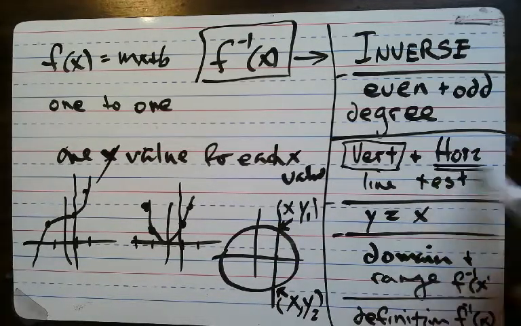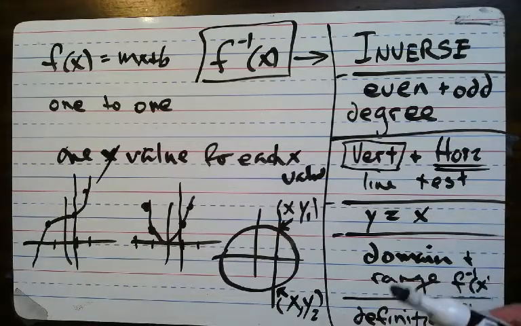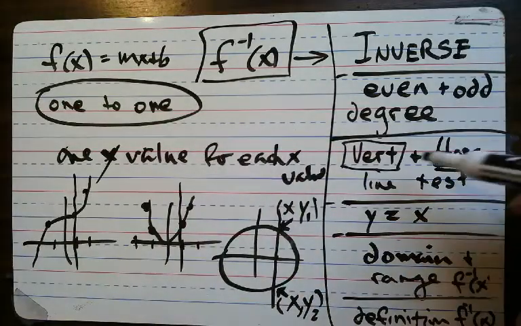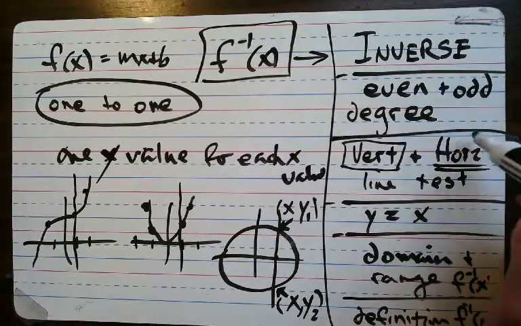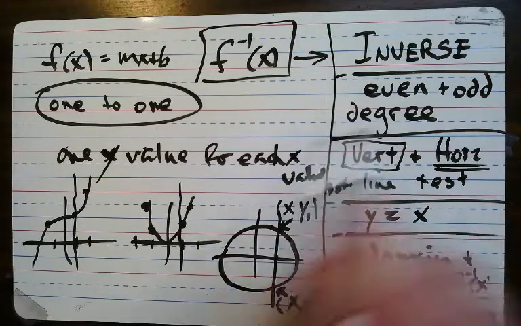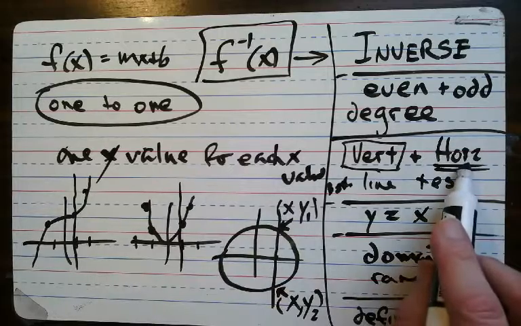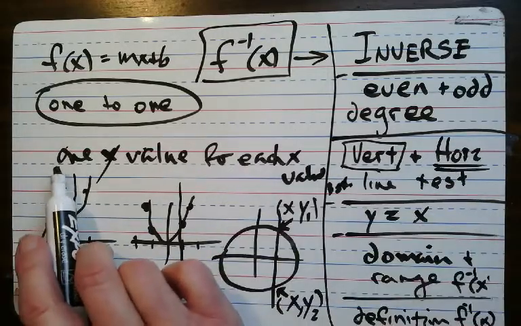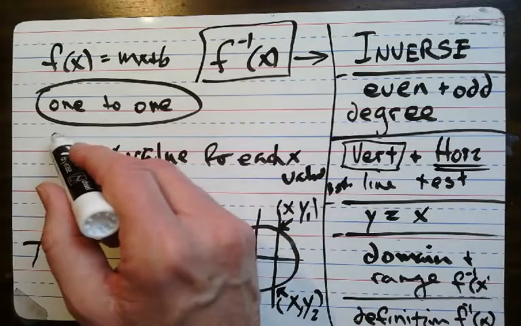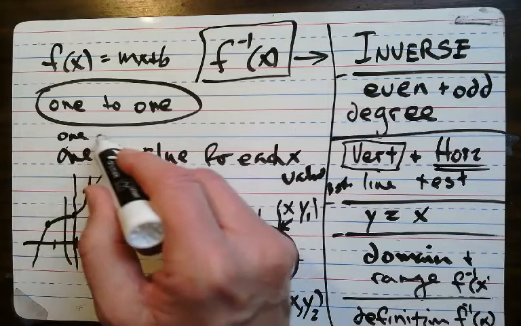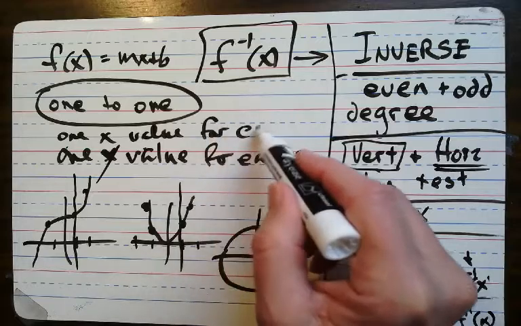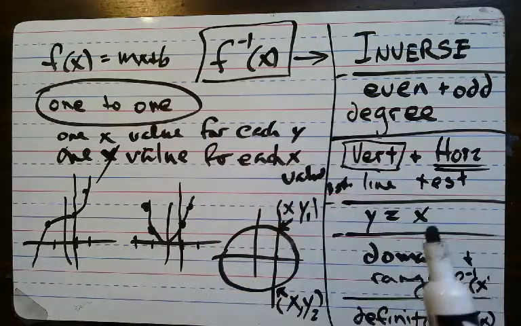So what does this do? The horizontal line test makes sure that something is one-to-one. It has to pass both. You have to pass both these tests. So what does the horizontal line test tell you? Well, if the vertical one says there's one y value for each x, the horizontal line test is going to tell you that there's one x value for each y. All right?